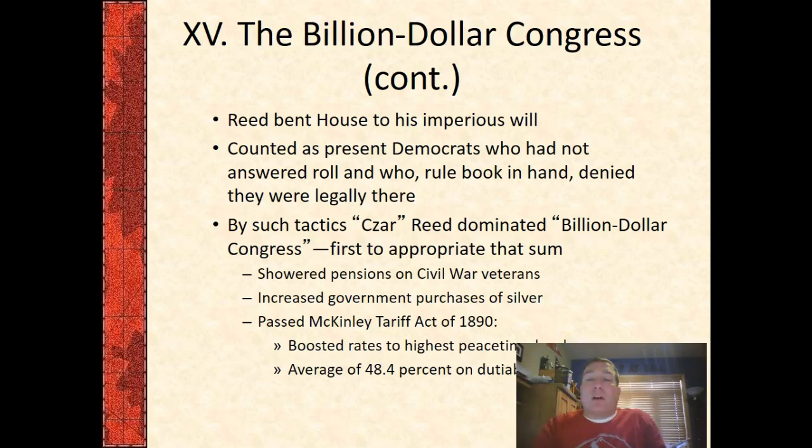Now, what Czar Reed is going to do is, now that the Republicans are back in control, he wants to try to figure out ways to get Republicans to get more voters to support them. So number one, he is going to accept the recommendation of the Grand Army of the Republic, and he's going to start giving out pensions to Civil War veterans all over the place in the country.